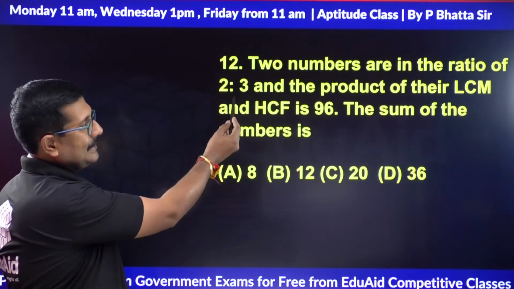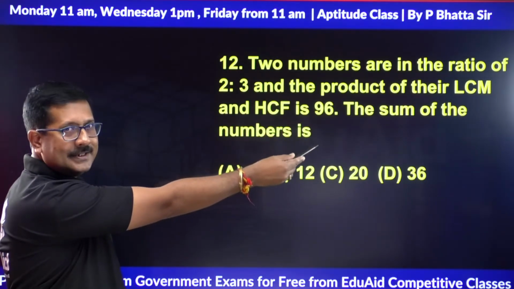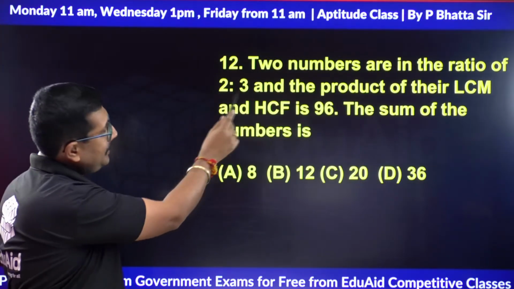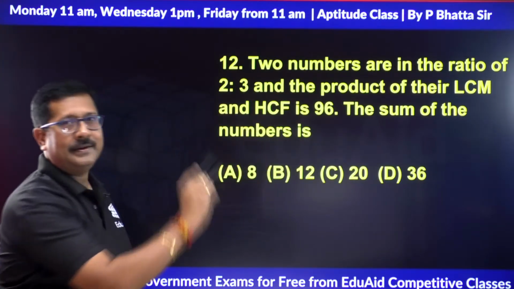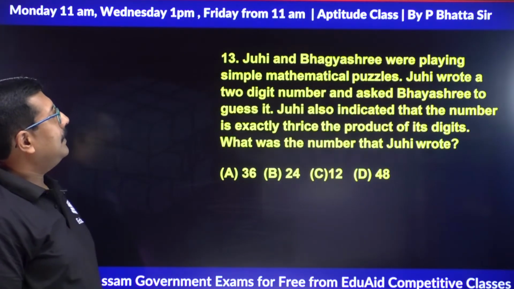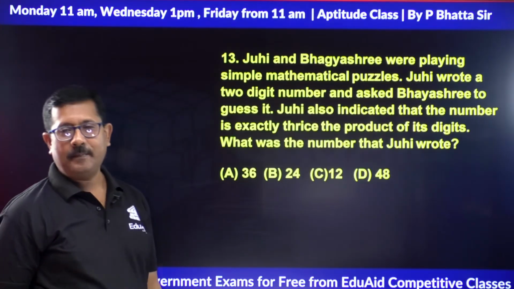2 3s are 6, 16 6s are 96, square root of 16 is 4, 2 4s are 8, 3 4s are 12. So 8 and 12 are the numbers, sum is 20. Simple. Next question.